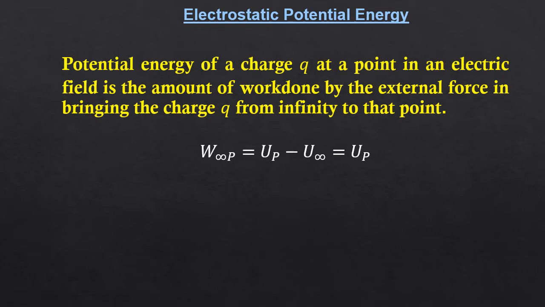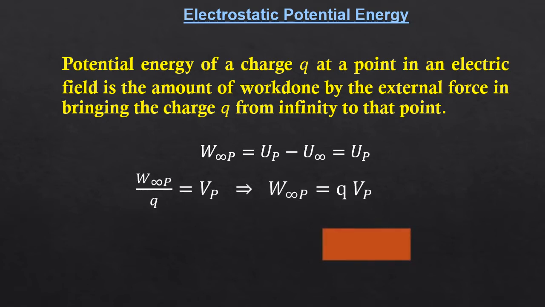Also, let us find out the relationship between electrostatic potential and electrostatic potential energy. From the definition of electrostatic potential, it is nothing but the work done from infinity to the point P per unit charge. So you can write work done per charge, W infinity P divided by q, as equal to Vp, or you can write W infinity P is equal to q into Vp. Now compare these two equations. From the first equation, W infinity P is equal to UP. From the second equation, W infinity P is equal to q into Vp. So we can write UP is equal to q into Vp, or U is equal to q into V. This is the relationship between electrostatic potential energy and electrostatic potential. So electrostatic potential energy is the product of charge times the potential at that point.